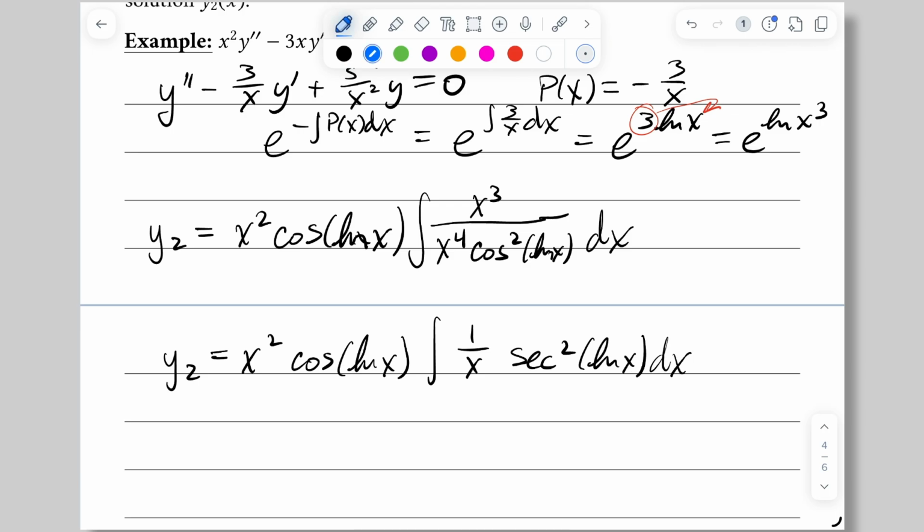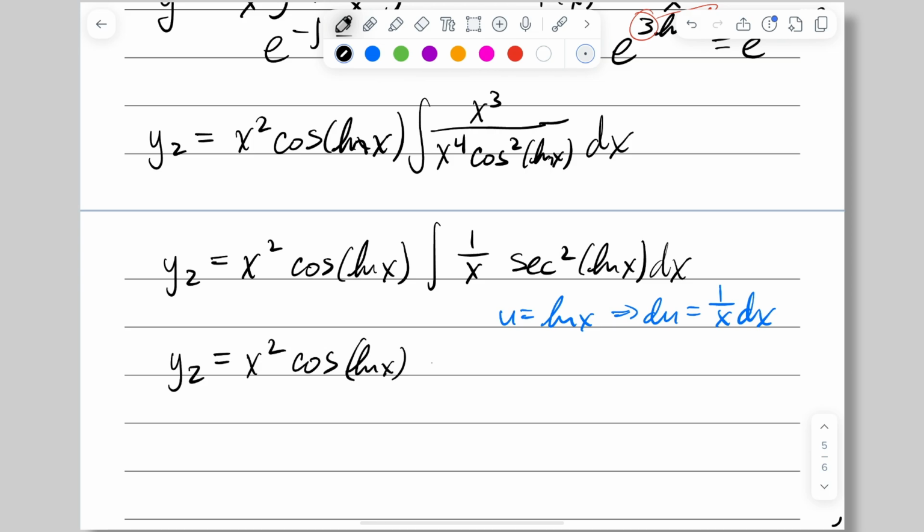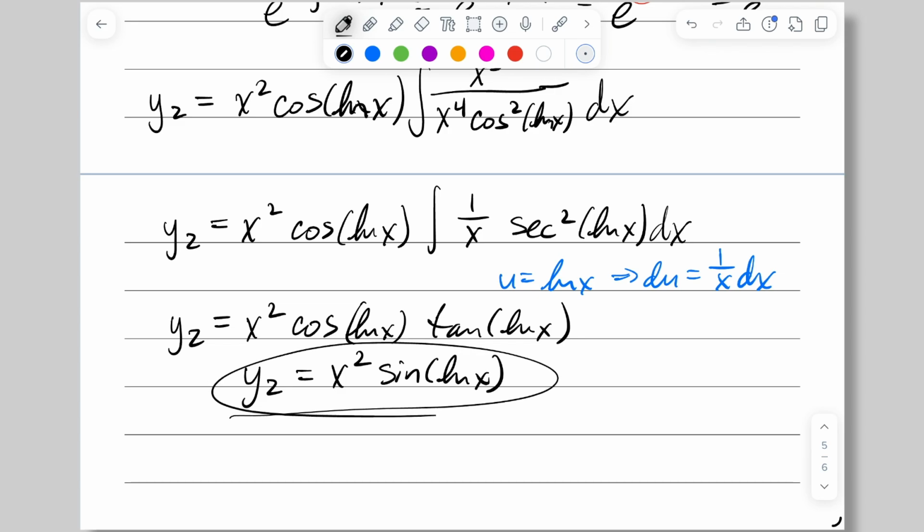You can see we're going to integrate this using the substitution rule. The substitution is u is equal to the natural log of x, and so du is equal to 1 over x dx. That gives us y2 is equal to x squared times the cosine of the natural log of x times the tangent of the natural log of x. You can see that the cosines divide out. y2 is then x squared times the sine of the natural log of x.